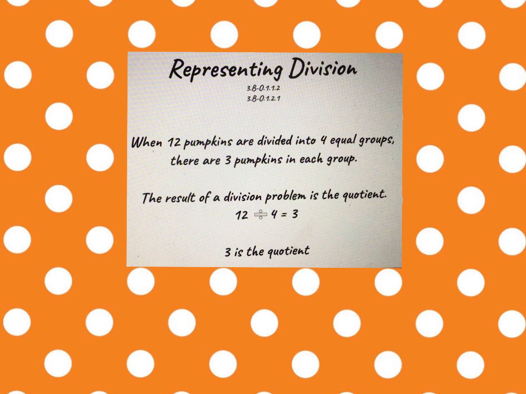The result of a division problem is the quotient. Can you echo that? Quotient. There's that word. 12 divided by 4 equals 3. 3 is the quotient. What is 3 again? The quotient. Good. So if I ask you for the answer of a division problem, I might ask, what is the quotient?